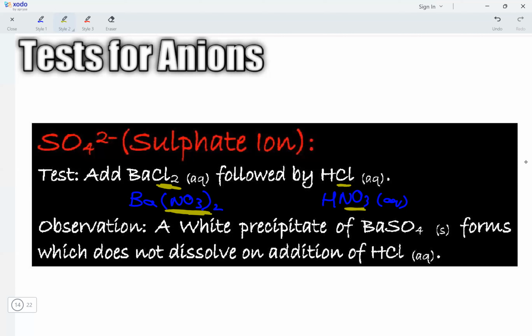Sulfite ions, upon addition of barium ions, form a white precipitate of barium sulfite, which will dissolve upon addition of excess acid, whether it be HCl or HNO3. So barium sulfite is soluble in acids, whereas barium sulfate is insoluble in acids. So we will introduce barium ions first, followed by the acid, so that we can distinguish between the presence of either sulfate or sulfite.